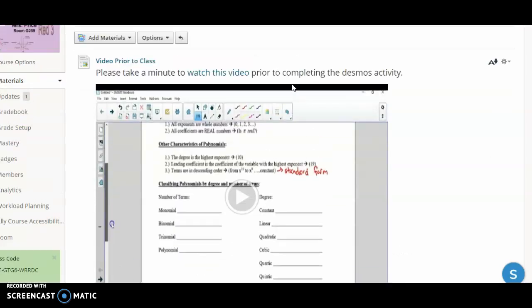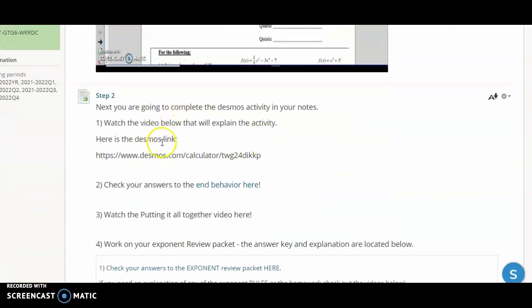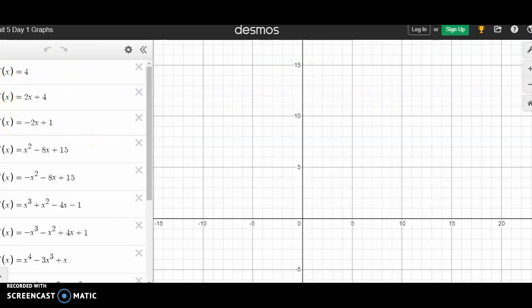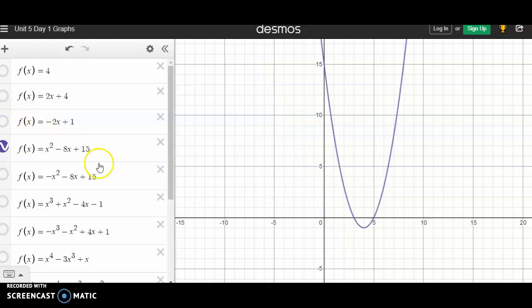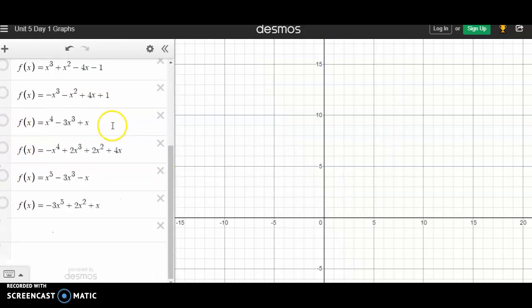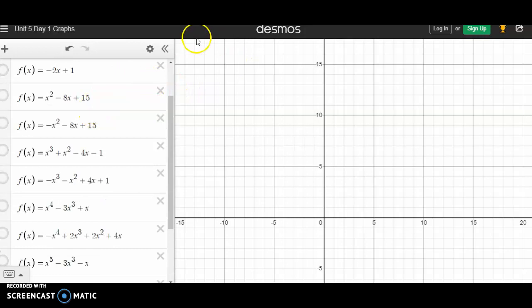Now, in Schoology, you will have watched this video. Here's the Desmos link that you're going to use to do this activity. It's in Schoology. Notice how all of the graphs are already here, but you don't actually see them. To get them, you just press this button and it shows you the graph. To turn it off, press that button again. You can keep going through and doing that with all of these functions, so it shouldn't take that long.